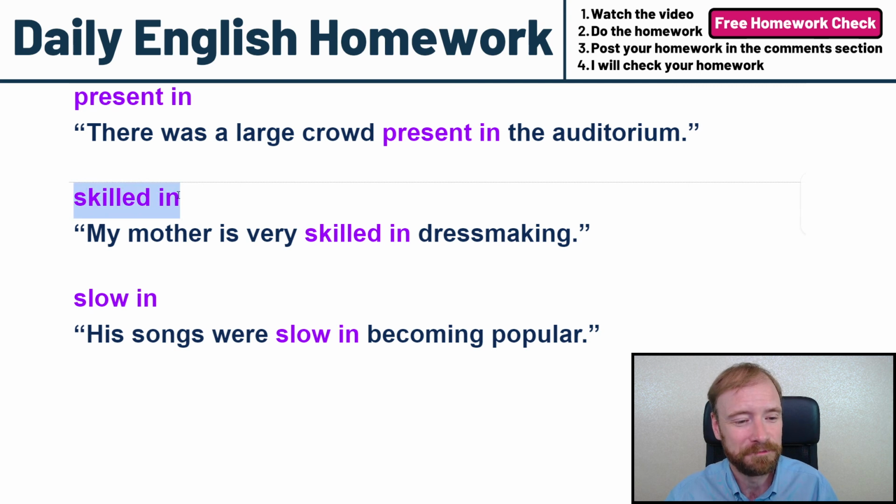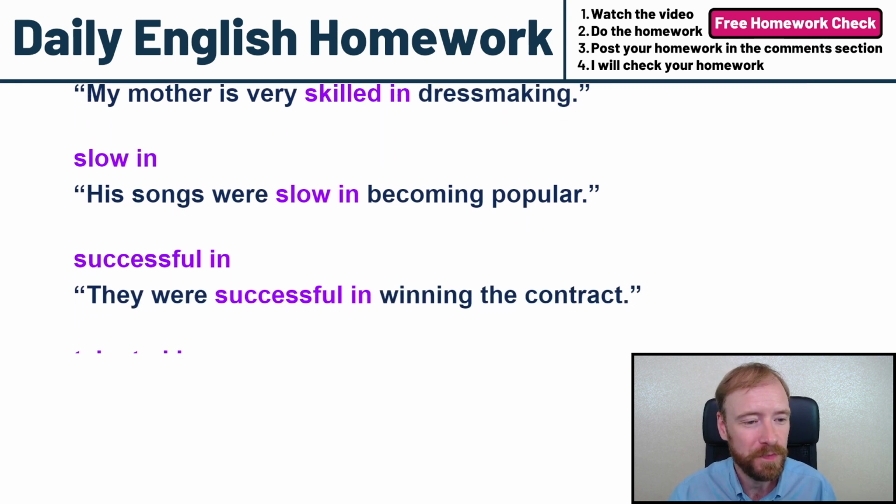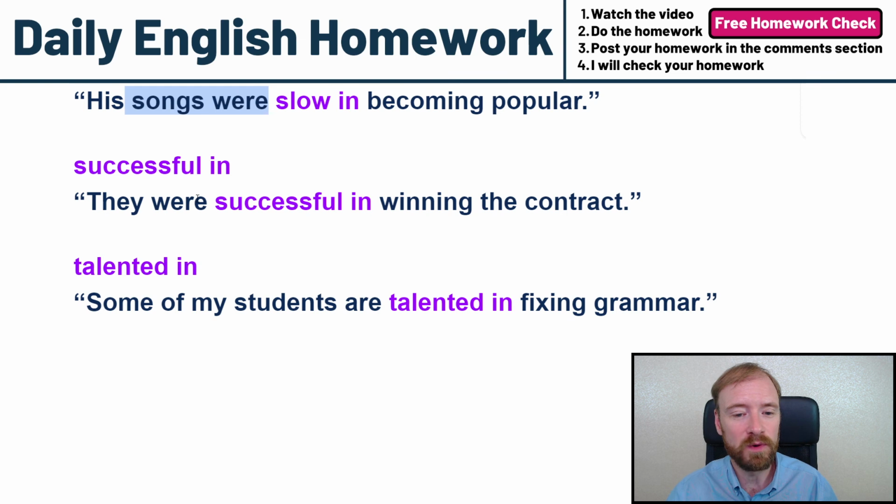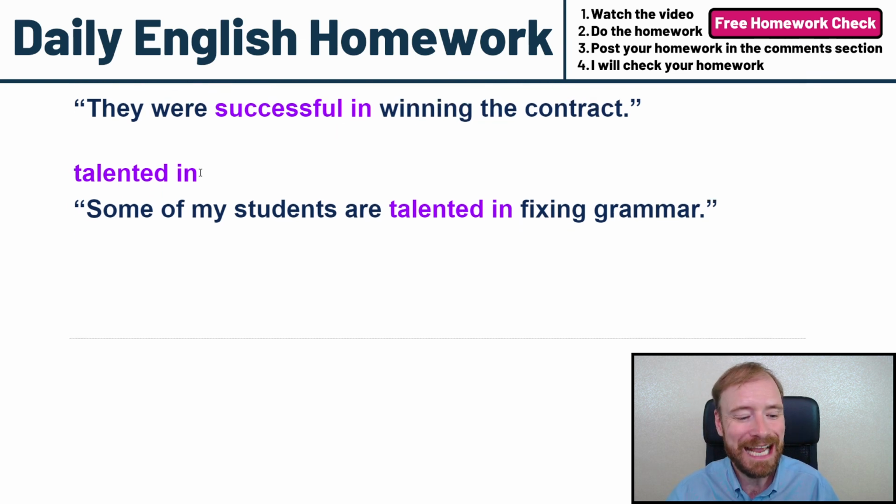Skilled in. My mother is very skilled in dressmaking. She has that skill. Slow in. His songs were slow in becoming popular. So he wrote some songs. Very slow to become popular. Successful in. They were successful in winning the contract. Good for them. Talented in. Some of my students are talented in fixing grammar.